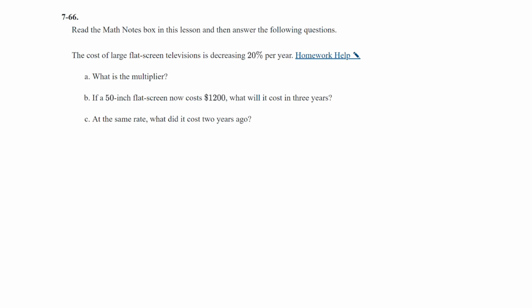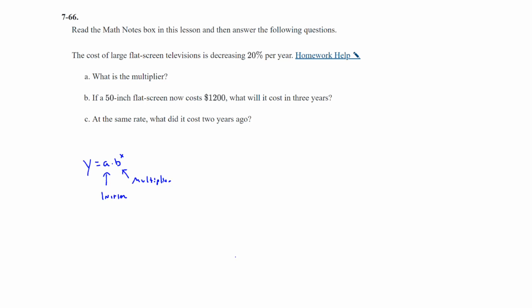So if you go back to the math notes, first off, remember the equation for an exponential is y equals a times b raised to the x. A represents your initial or your starting value, and b is the multiplier. And the reason why it's the multiplier is it's the number that keeps getting multiplied over and over and over again. The initial is where you're starting at time 0.